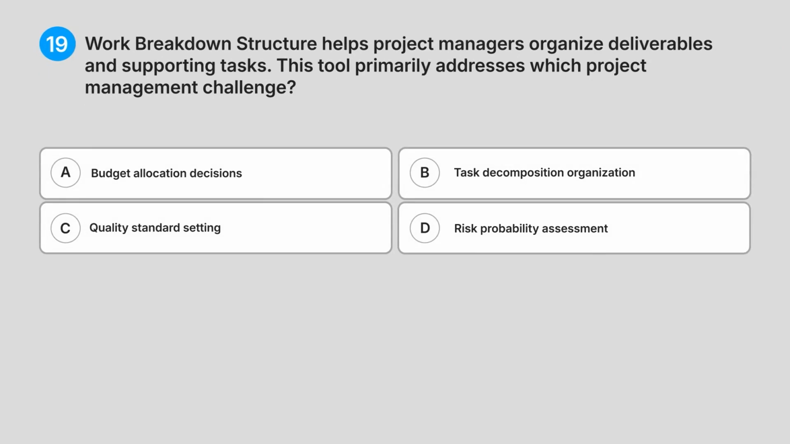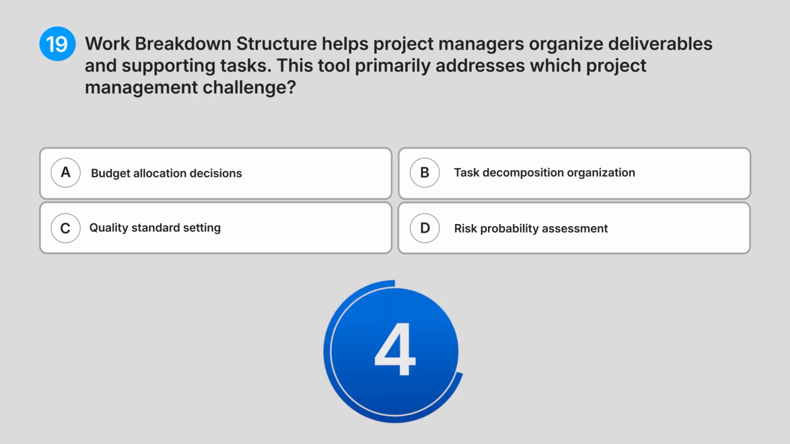19. Work breakdown structure helps project managers organise deliverables and supporting tasks. This tool primarily addresses which project management challenge? A. Budget allocation decisions. B. Task decomposition organisation. C. Quality standard setting. D. Risk probability assessment. Can you guess the answer?